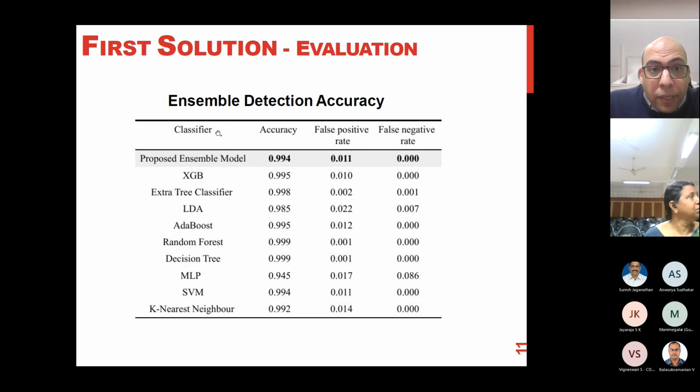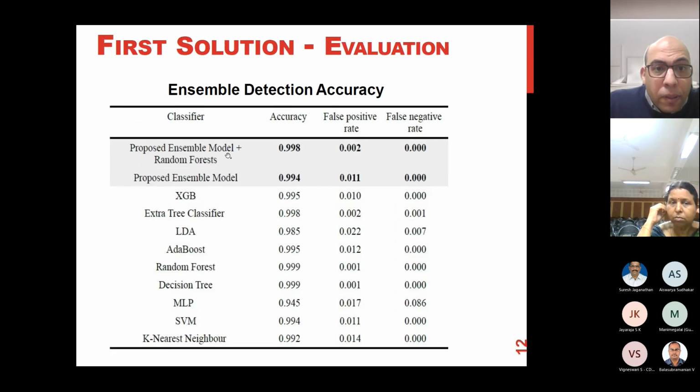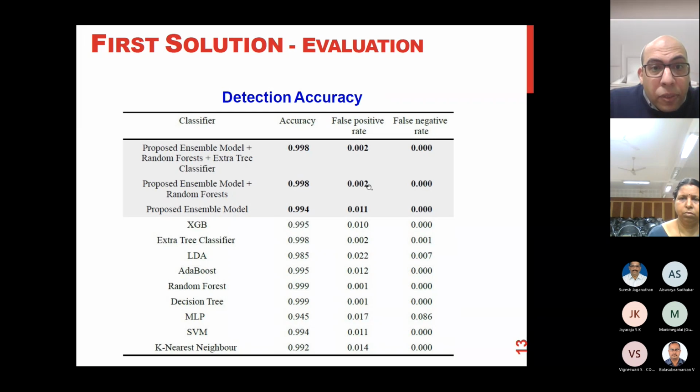Some accuracy results: we can find that our proposed ensemble method works well compared to other machine learning approaches. And we combined our ensemble model with stacking with other models, and we found that its accuracy increased and the false positive rates also decreased. Again, we tried to combine our ensemble model with different classifiers, and we found it became somewhat stable.